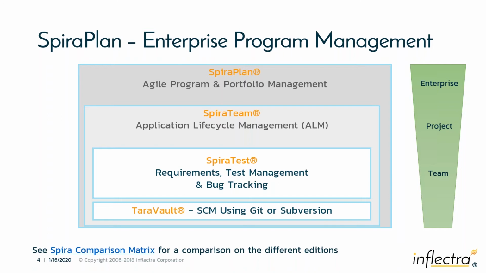One level higher in the portfolio then would be Spira Team. Spira Team is our application lifecycle management, and what that means is it's designed to be used across different disciplines. So it's designed to provide functionality for business analysts, for the QA team, the defect management team, the product team, developers, the people managing the project at different levels, but really all the tools you need to manage a software development or systems engineering project.